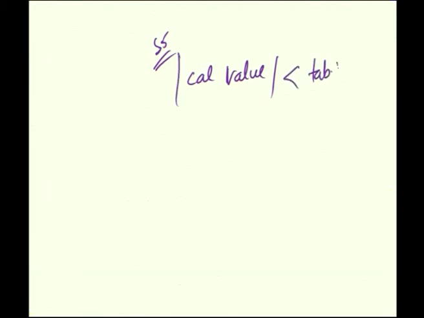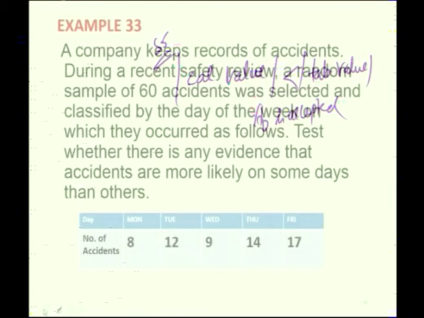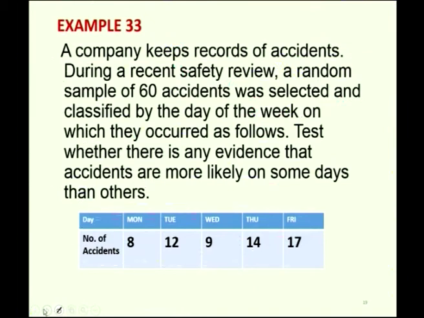If the calculated value is less than the tabulated value, H naught is accepted, that is the usual thing. And if it is otherwise, greater than, then H naught is rejected. This problem says that a company keeps records of accidents. During a recent safety review, a random sample of 60 accidents was selected and classified by the day of the week on which they occurred as follows. In a particular week, Monday had 8 accidents, Tuesday 12, Wednesday 9, Thursday 14 and Friday 17 accidents.